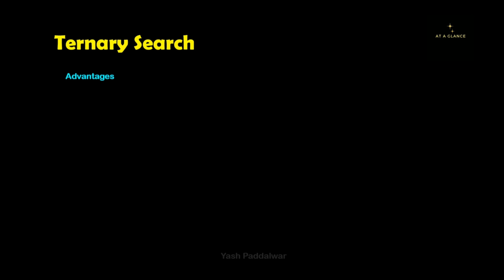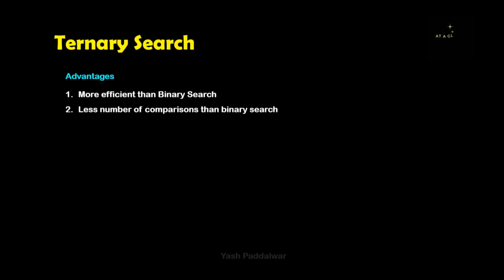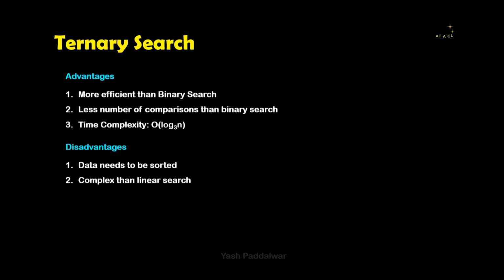Now let's see the advantages. The first advantage is that it is more efficient than binary search. Since two different middles are working simultaneously, there are fewer comparisons in ternary search than in binary search. Because of this, the time complexity reduces to O of log n to the base 3. Now let's see the disadvantages. First is that it needs sorted data only. It will not work on unsorted data. It is a bit complex to implement.